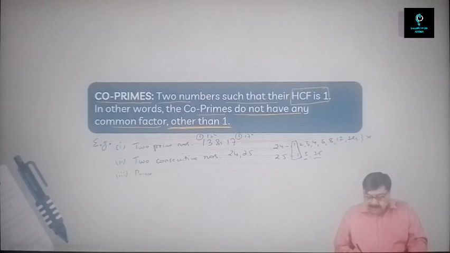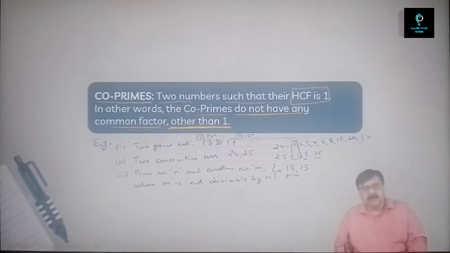coprimes. Now, a prime number n and another number m where m is not divisible by n. By that I mean 13 and 15. Now 13 is a prime number, 15 is not a prime number, so it is a composite number. What are composite numbers? Those which are not prime numbers. Because 13 has only two factors, 1 and 13, the other number should not be a multiple of this prime number 13. So 15 will have 1, 3, 5 and 15. So once again the common factor for these two numbers will be 1.